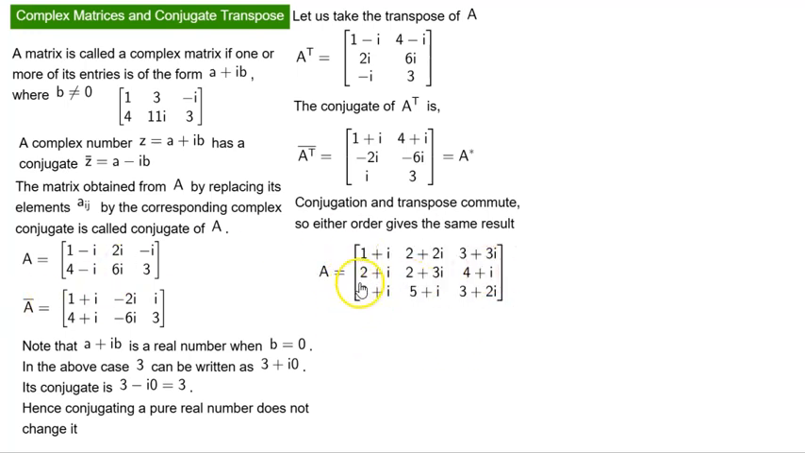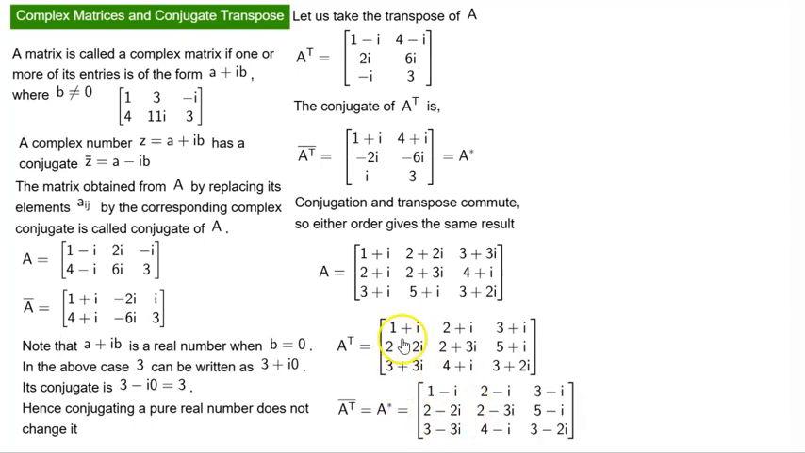So let's take another example. Let's say A is this matrix where all the elements are complex numbers. Its transpose would be columns becoming rows. 1 plus i, 2 plus i, 3 plus i, 2 plus 2i, 2 plus 3i, 5 plus i, then 3 plus 3i, 4 plus i, 3 plus 2i. And if we take the conjugate of this transpose, we get 1 minus i, 2 minus i, 3 minus i, 2 minus 2i, 2 minus 3i, 5 minus i, 3 minus i, 4 minus i, 3 minus 2i. So pretty straightforward.